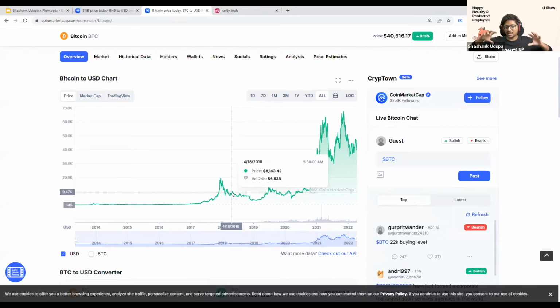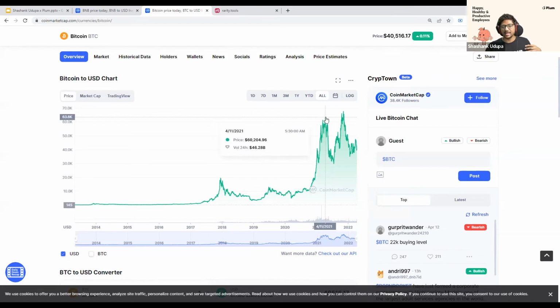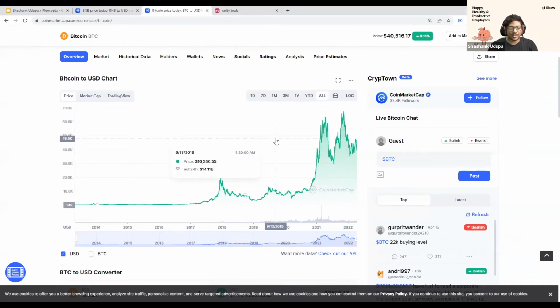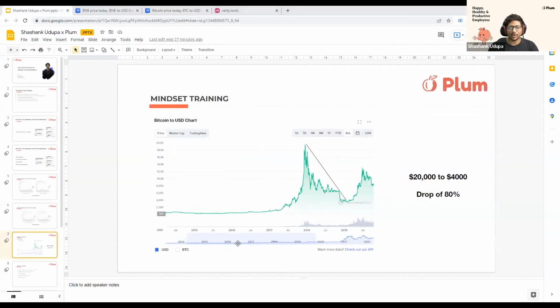Have you ever seen a coin or a stock that goes up, then falls down by 80%, and then again goes up by 500x, 600x? Even if you look here, it hit a peak of 60,000 and then came down to 30,000. Straight away a 50% loss if you had bought at the peak here, right? So what I'm trying to say is that cryptocurrency is extremely volatile, okay?